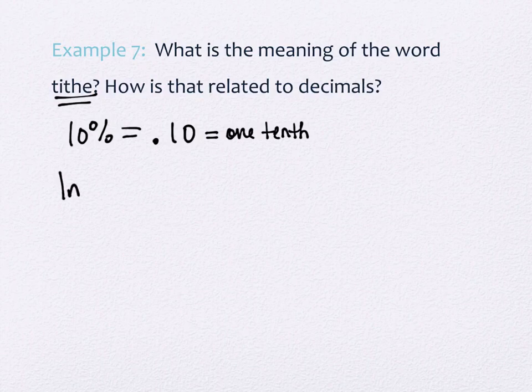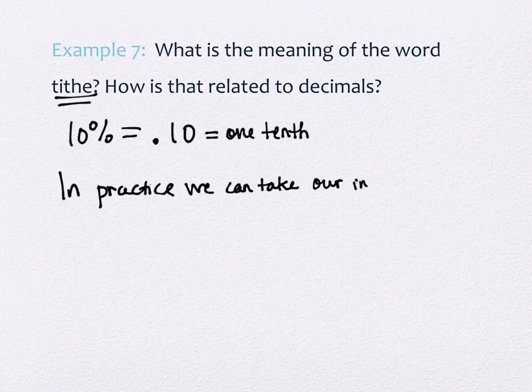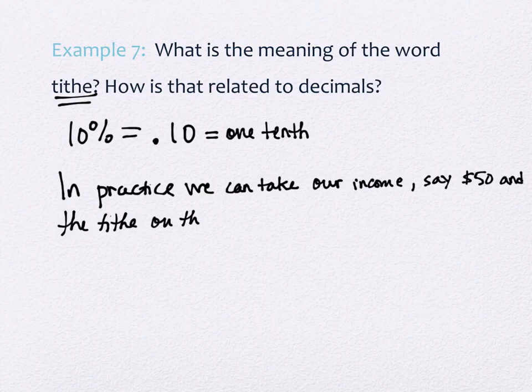So in practice, we can take our income, so say that you made $50 babysitting, and the tithe on that would be what? $5. Would be $5, which is 1/10 of 50.